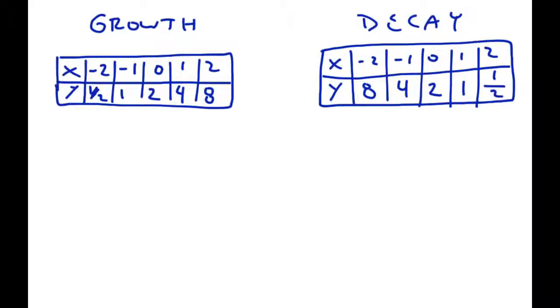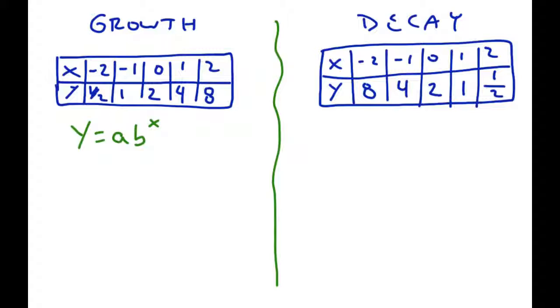Alright, so we have growth and decay. What I want to do here is write a function for each of these based on the tables. So we know that we're using y equals a times b to the x power. So I have to figure out what a and b are in this problem.